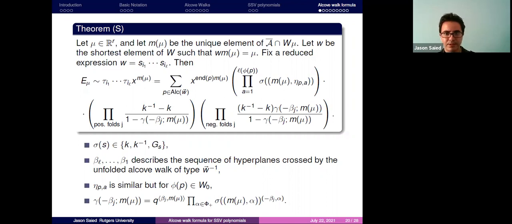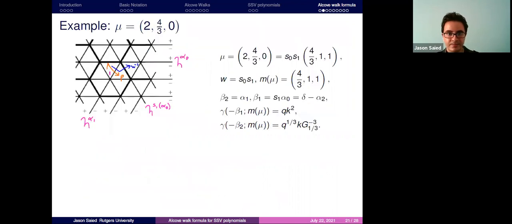Okay, so let's look briefly at an example so I can maybe convince you this isn't so bad. Let's consider a non-integer mu. Let's say mu is (2, 4/3, 0). So if we apply the right Weyl group elements, we can write it as (4/3, 1, 1), an element of the fundamental alcove, with S0, S1 applied to it. So our W is this S0, S1, and m of mu is this element of the fundamental alcove.